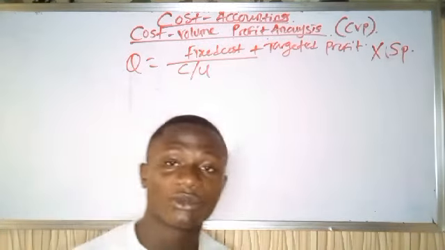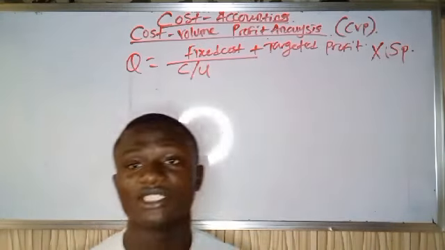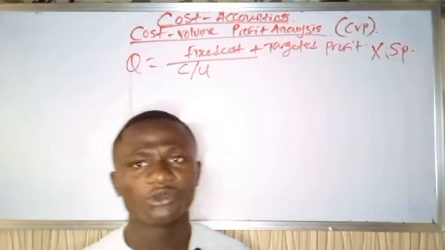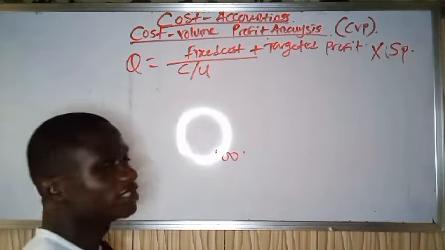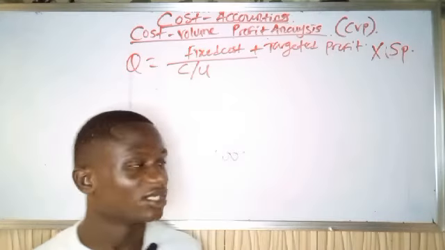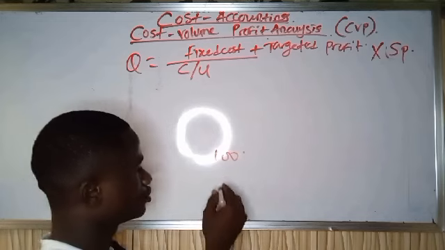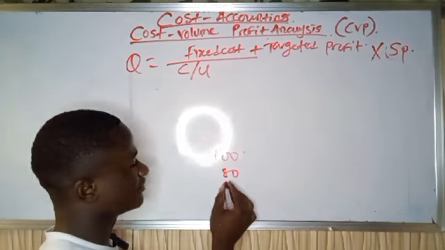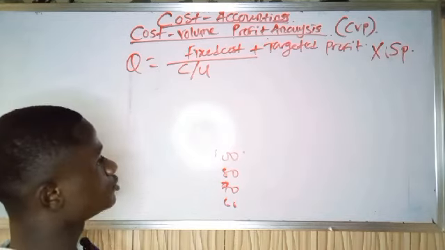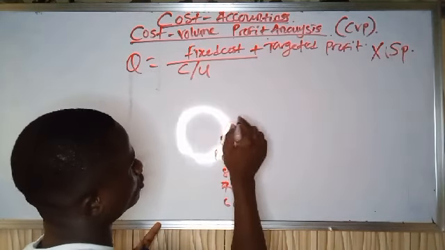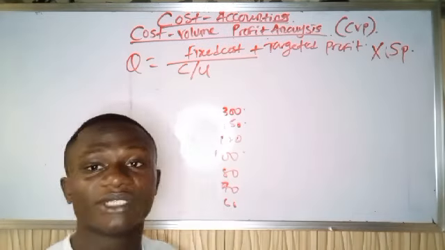Another formula we have here is the formula for margin of safety, in units and in value. What do you mean by margin of safety? Let's say 100 quantity is what I will produce to break even. If I produce 100 quantity, I will break even. Definitely, if I produce 80, 70, 60, I'm going to be running at a loss. But if I produce 120, anything above 100, 150, 300, I'm going to be making profit.